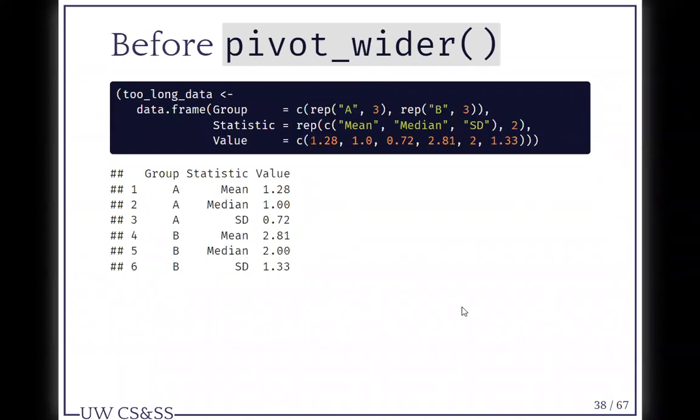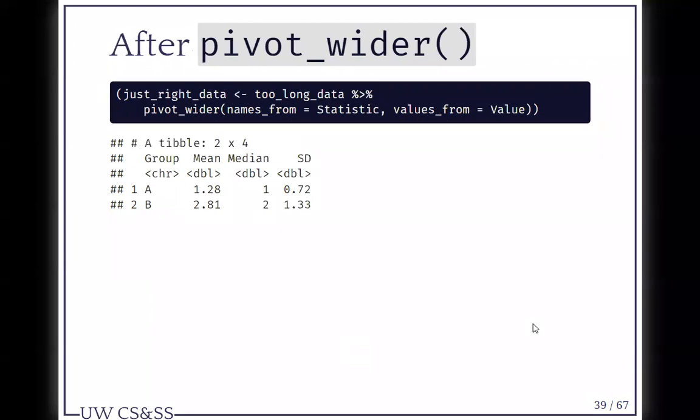So it has taken all of these A's and collapsed them to one row, and then made a new column out of each of these statistics and supplied to that column the values from this column. I know, I don't pivot wider very often.